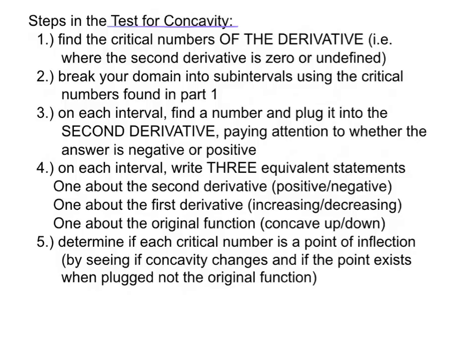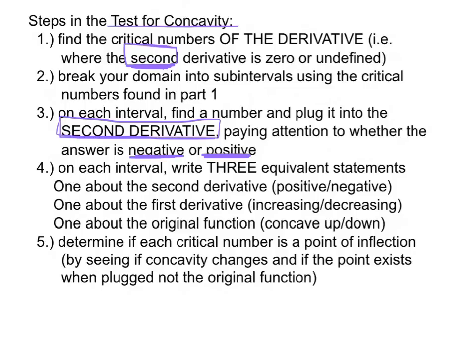And the reality is it looks almost exactly the same as the first derivative test. Step 1, we have to find critical numbers, but this time it's the critical numbers of the derivative. In other words, you need to find where the second derivative, not the first derivative, is 0 or undefined. Your second step is identical to the first derivative test: you break your domain into subintervals. Step 3 is kind of the same. For each interval, you pick a number and plug it not into the first derivative, but into the second derivative, and all we're paying attention to is whether it's negative or positive.